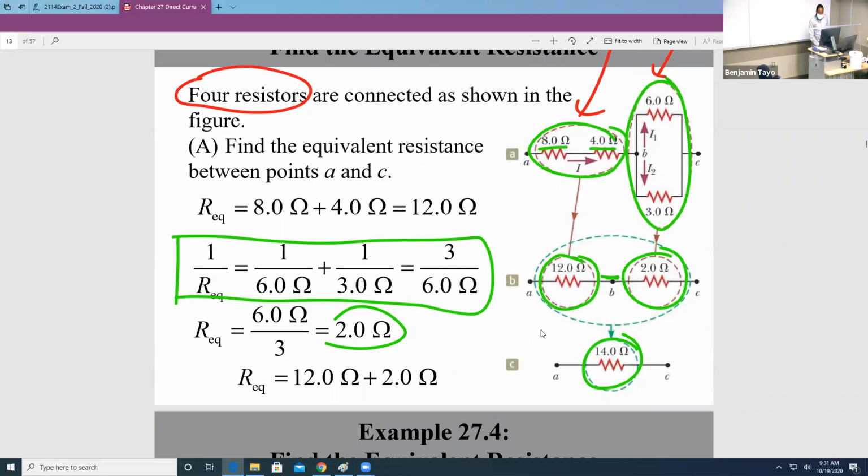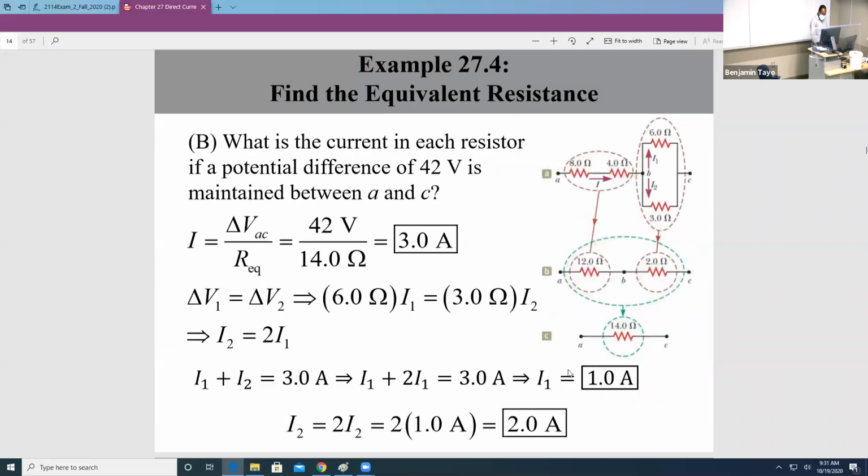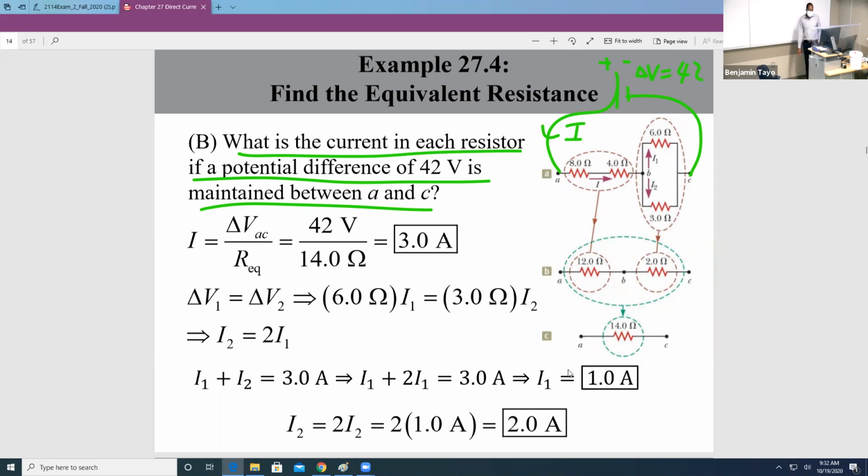Now that we know what the equivalent resistance is, it says, what is the current in each of the resistors if the potential difference is 42 volts between point A and point C. So think about taking point A and point C here and connecting it to a battery. This is plus and this is minus. So my delta V here is equal to 42. So how much current I is going to flow? I can calculate that by just taking, so this is equal to that, which gives me this.